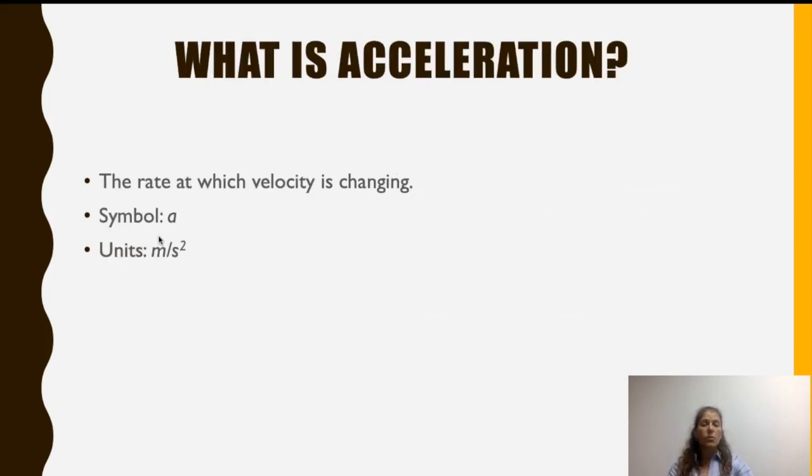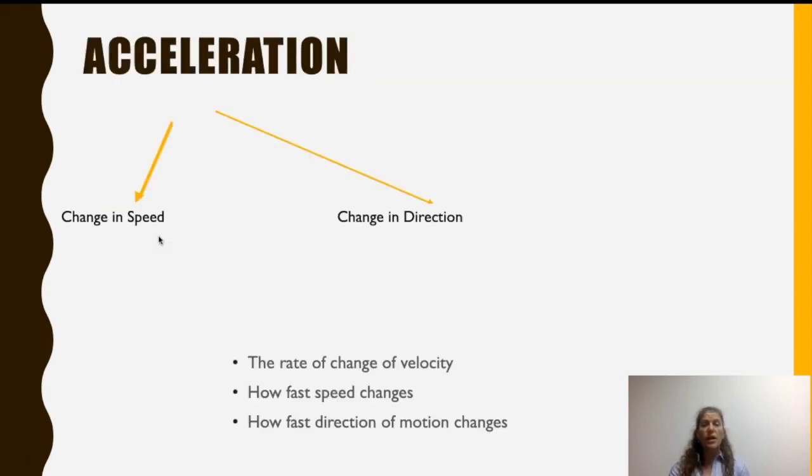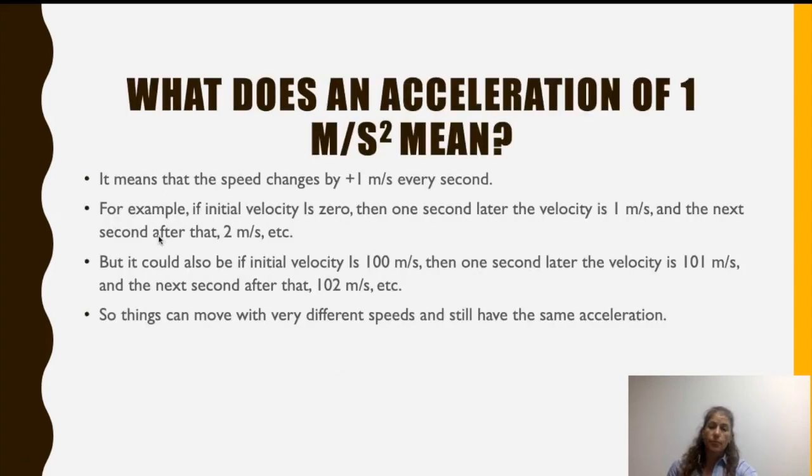So the rate at which your velocity is changing is called acceleration. The symbol is lowercase a, and the units are meters per second squared. Acceleration can be either your speed is changing, or your velocity is changing, or you're changing direction. Change in speed or change in direction. Either one or both. Okay, so it's how fast that's occurring.